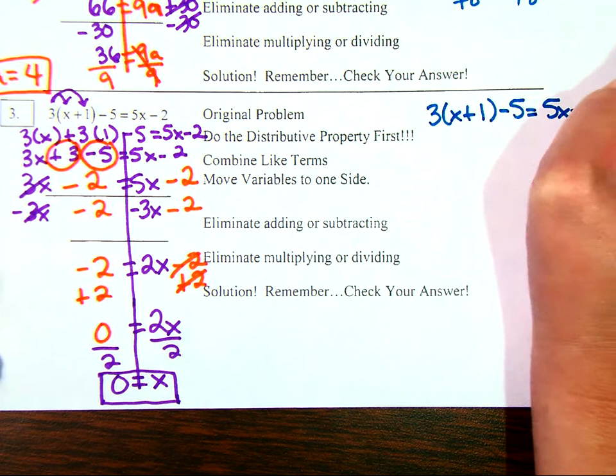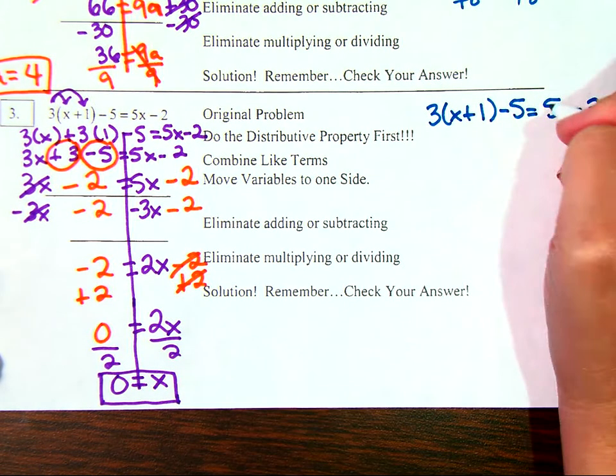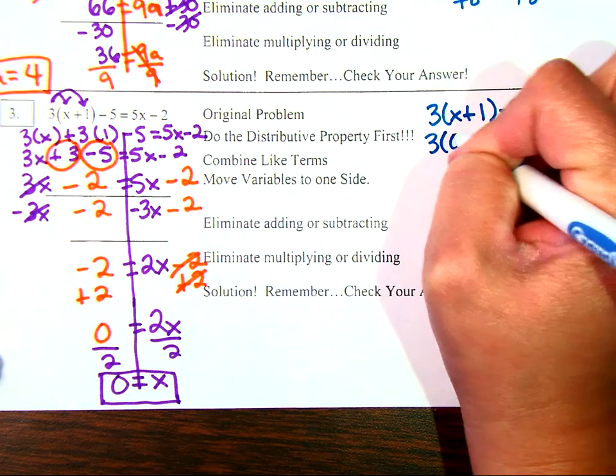Because I'm with you guys. If I saw that, I go, is x really 0? Let me check it out. So 3 groups of 0 plus 1 minus 5.